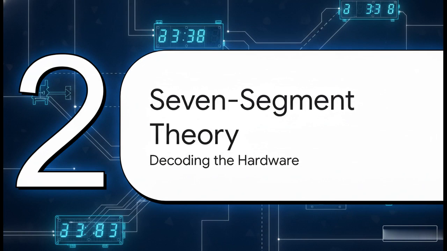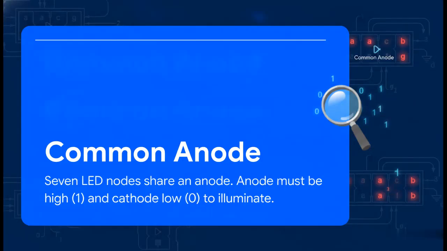Section 2, Decoding 7-Segment Theory. Before we even touch a line of code, we need to understand the hardware. The specific displays we're working with here use a common anode configuration. Now, what does that actually mean? Well, a single digit is made up of 7 distinct LED segments. In a common anode display, all 7 of those segments share one single positive connection.